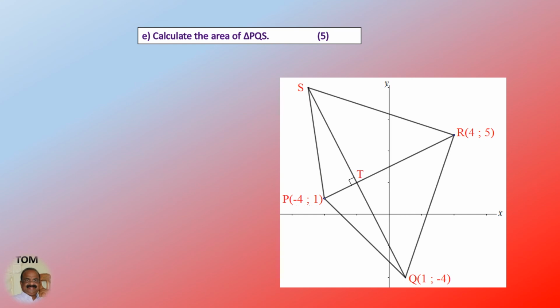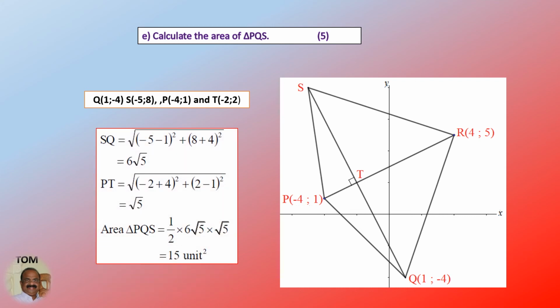Calculate the area of triangle PQS. Q 1, minus 4, S minus 5, 8 from the previous question. P is available minus 4, 1, and T from the previous question we have minus 2, 2. So these are the available coordinates. Now the question is to find the area of triangle PQS. 5 marks.